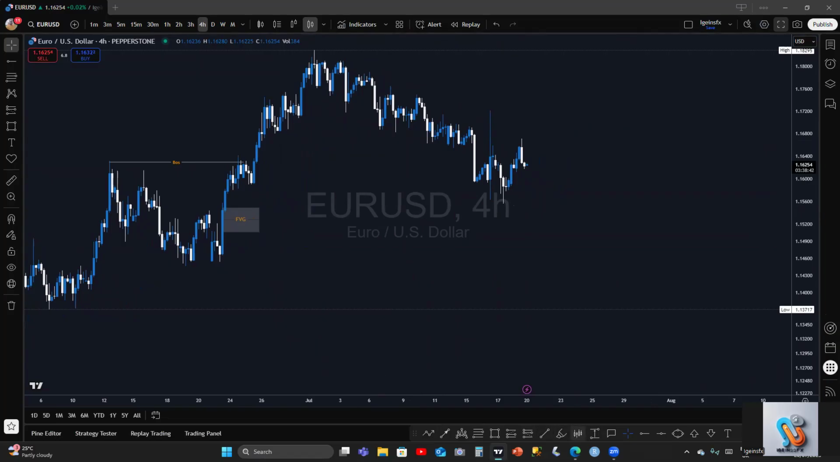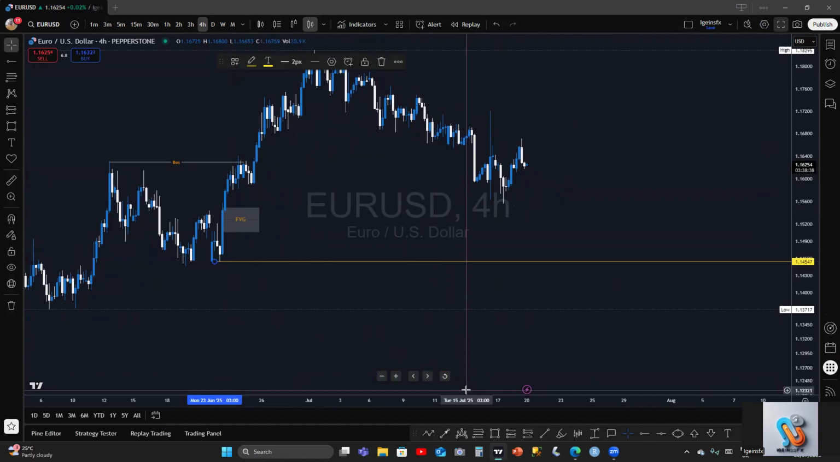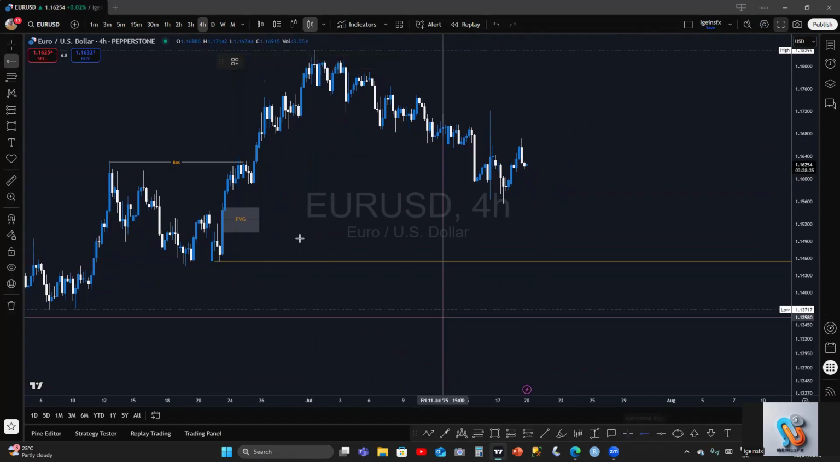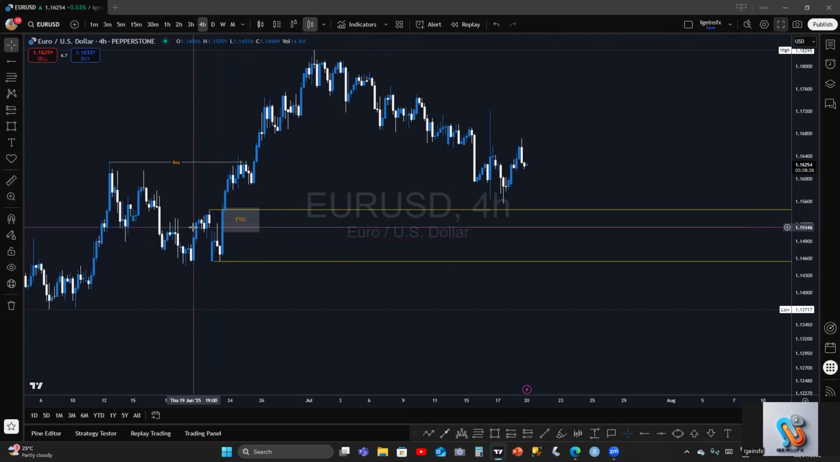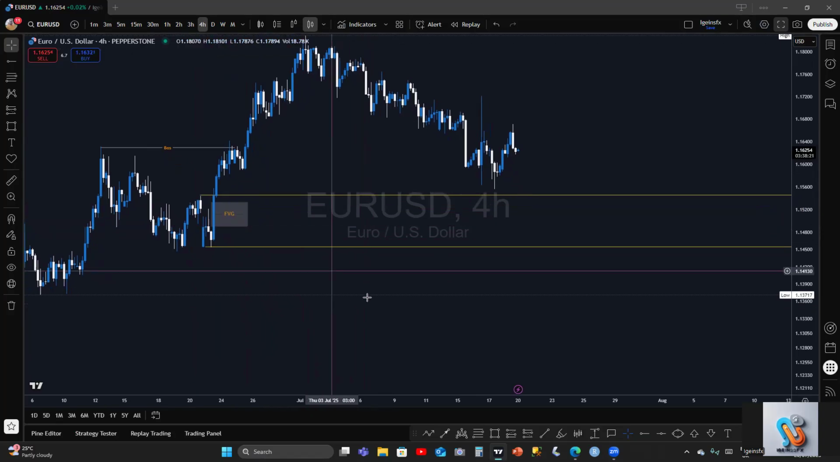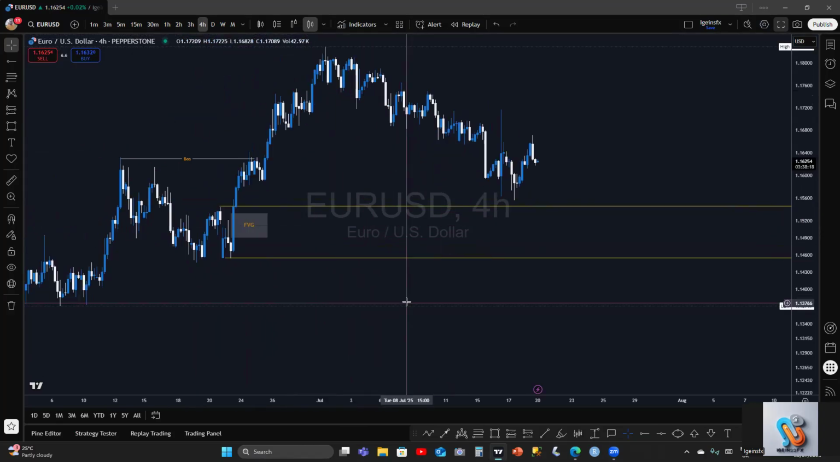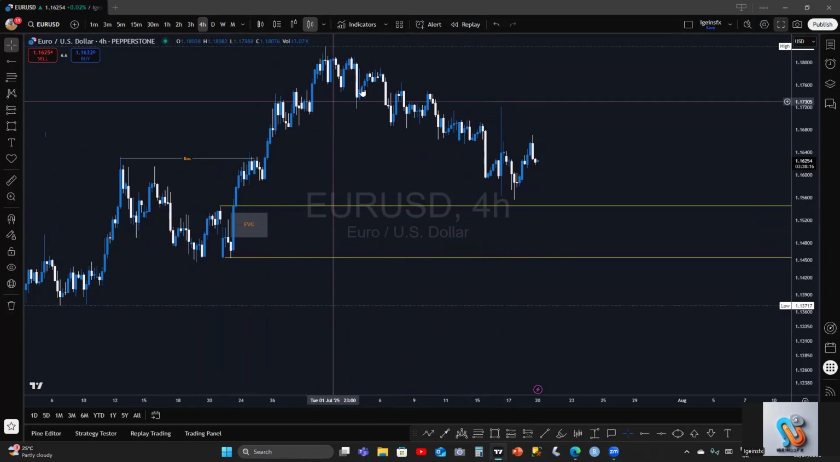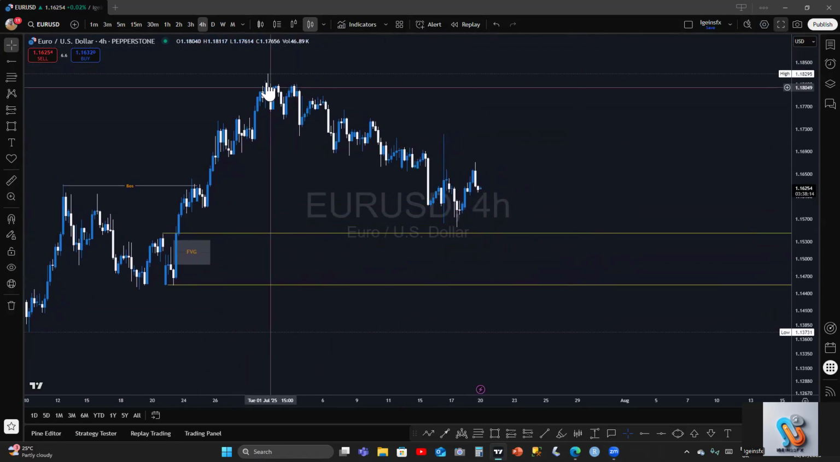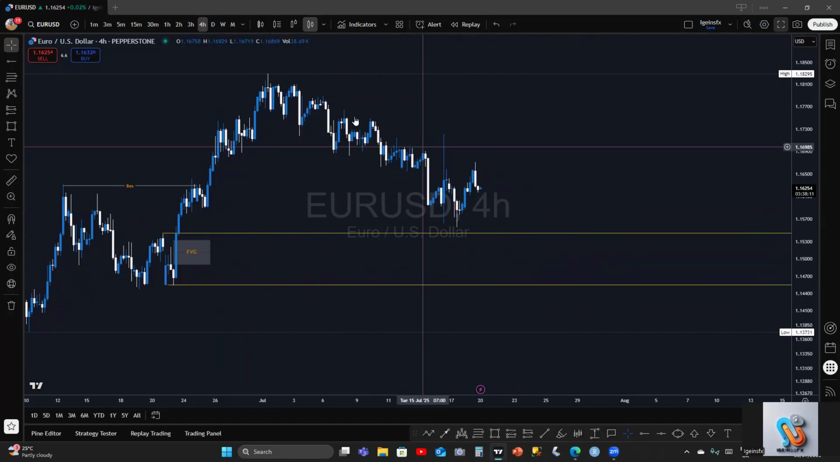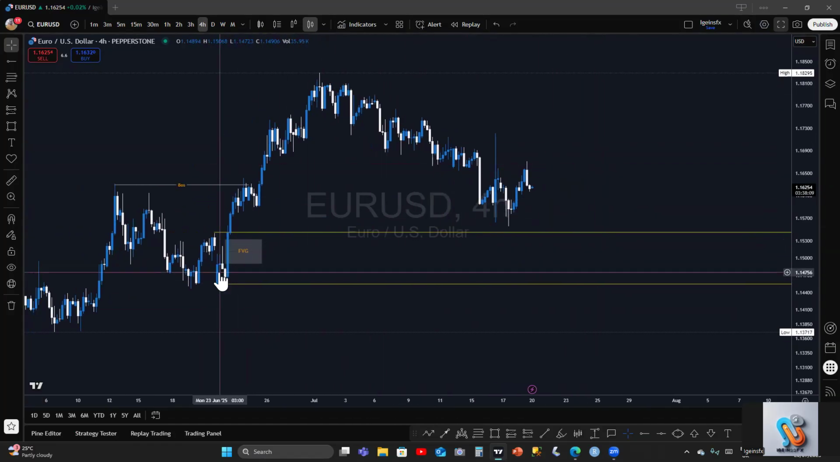So we are going to mark this point, and this point here. All right, so it's like this. We're on 4-hour right now, and we can see the current trend is this. This is the current trend.